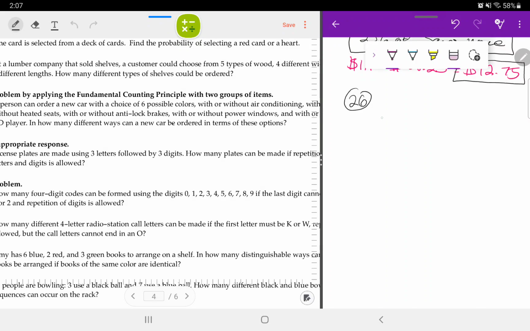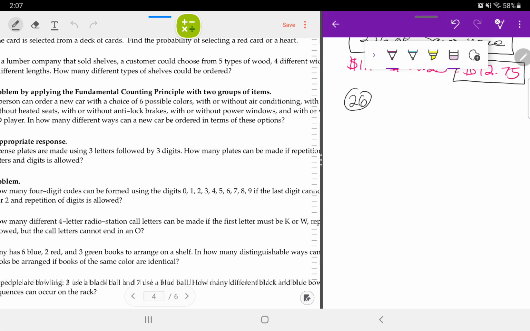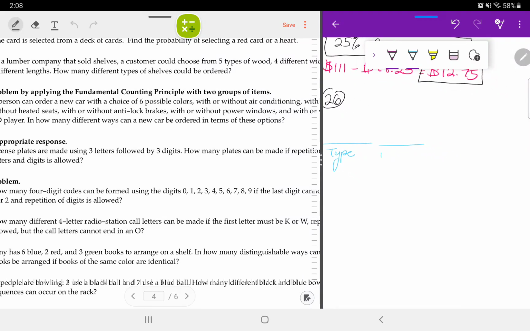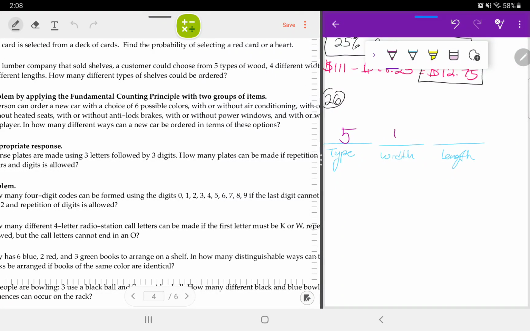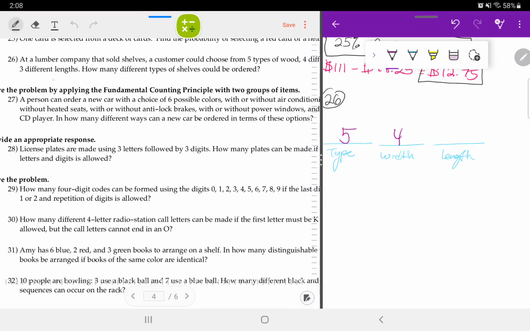So, we have a type of wood. Okay, what's going on with my pen? Type of wood. We had width. And then we have length. It says here we have 5 types of wood. We had 4 widths for the wood. And we have 3 different lengths for the wood.